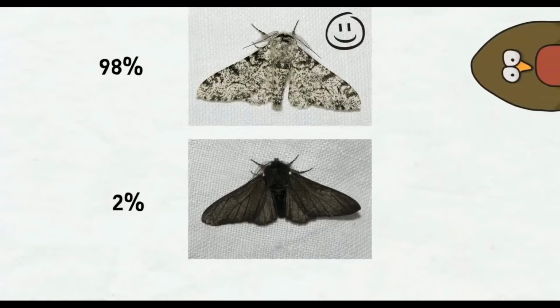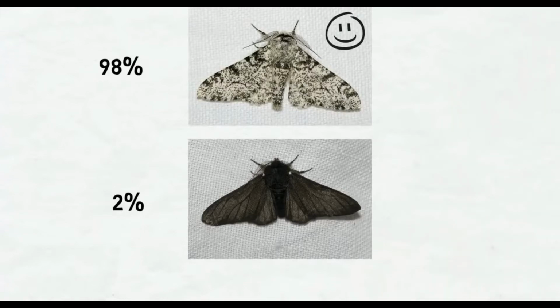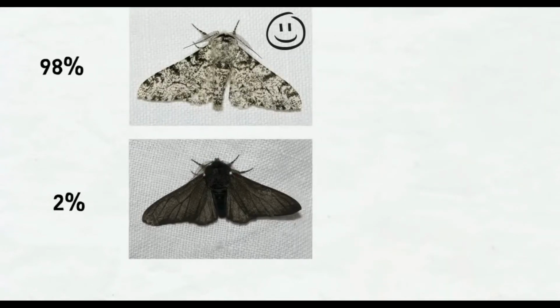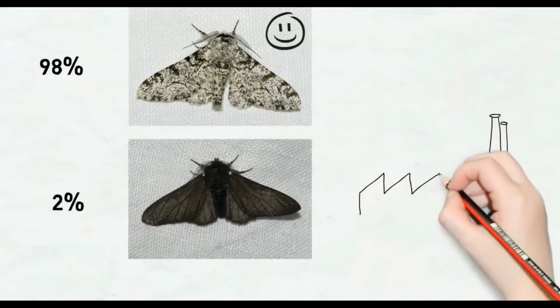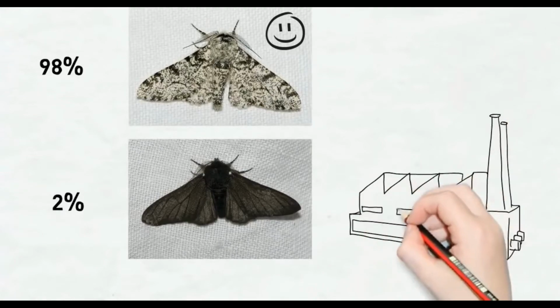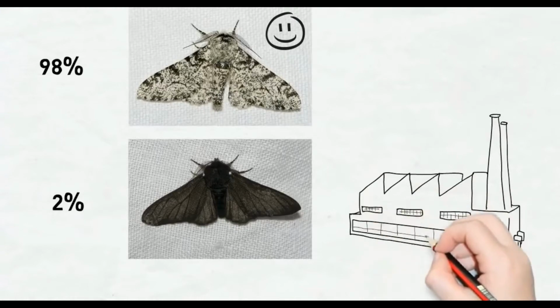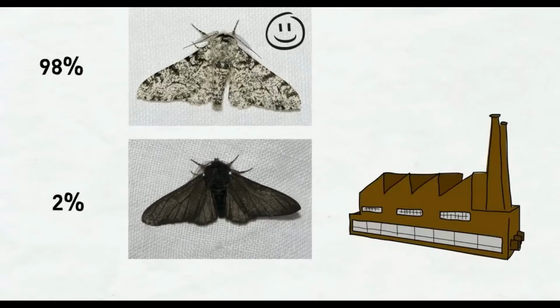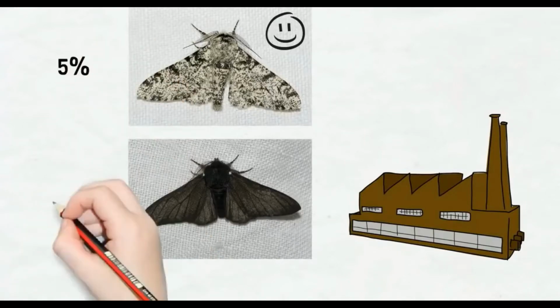The dark peppered moths were easy to see and, well, eat. Then came the factories and the smoke of the Industrial Revolution. Many trees turned black with soot, and suddenly it was the dark moths who were able to survive better in their environment. By 1895, the dark-peppered moths made up 95% of the population.